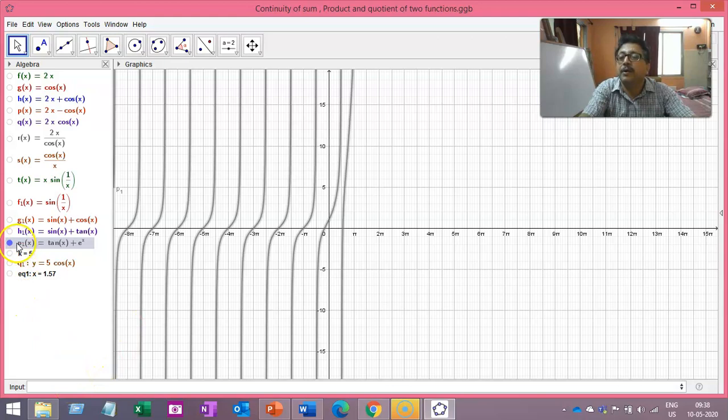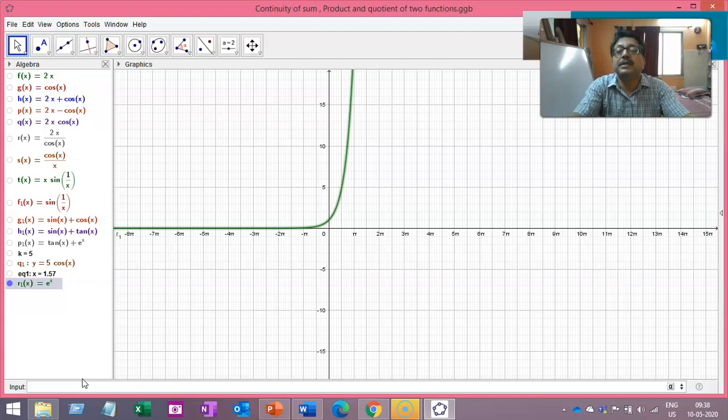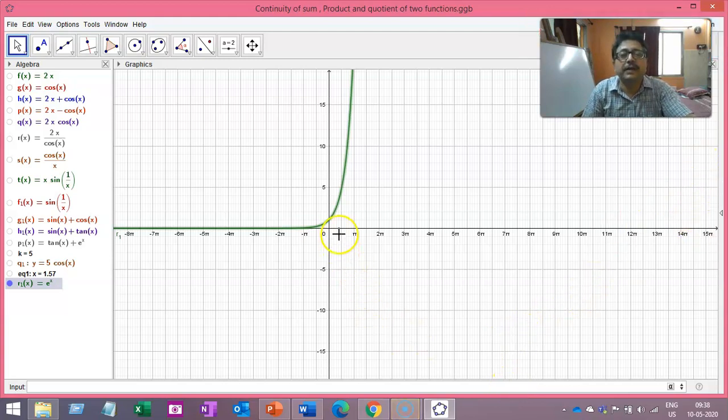I can plot these two separately, then I'll show you the sum of these two is discontinuous. This is an important problem to explain with you. So let me plot the graph of e to the power x here. See the graph.